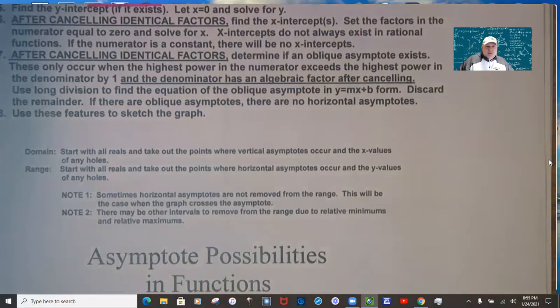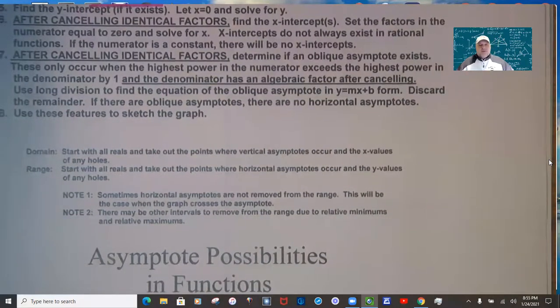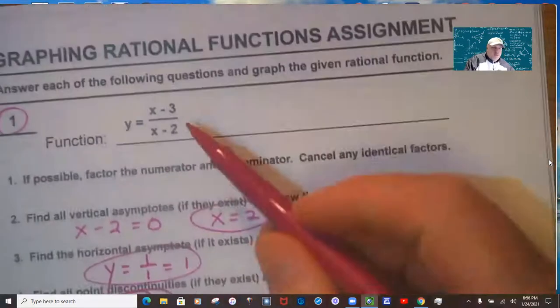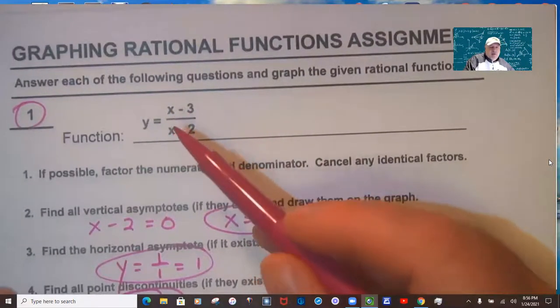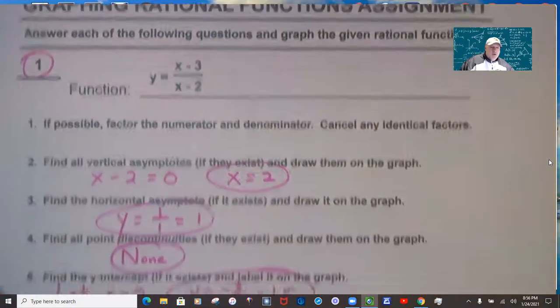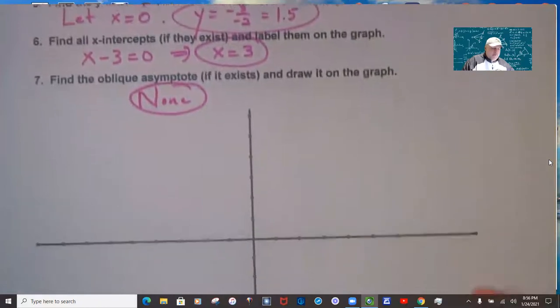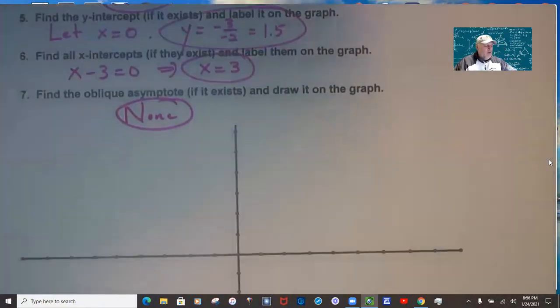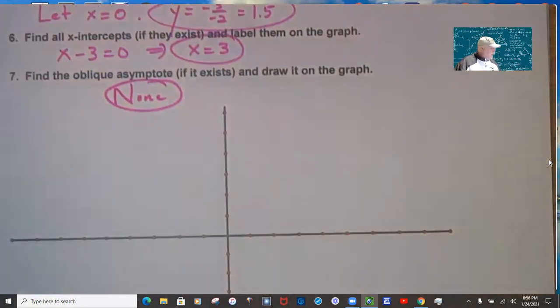I will alert you to where and when that's going to happen, and I'm sure that it's going to happen in this assignment. I'll look ahead here momentarily. So there is none here. Basically, why? Again, because the power on each term is x to the first. So the highest power in the numerator is not 1 greater. So you have to read through all of that. Once you have all of that, you'll be good to sketch.